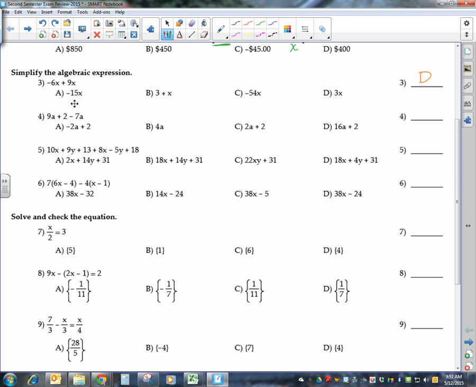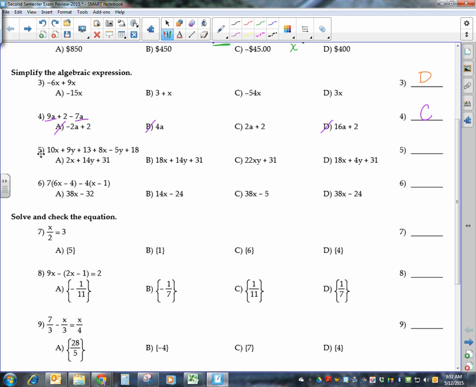9a plus 2 minus 7a. So these are your like terms, and those are the only two that can be combined. 9a minus 7a is 2a. Knocks out that one, knocks out that one, 2a, and that one, which means my answer is C. So a lot of times if you just take it step by step, you don't even have to finish the problem.